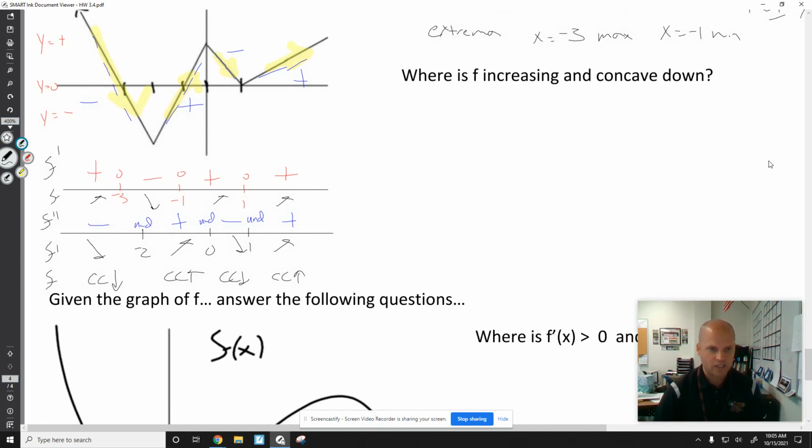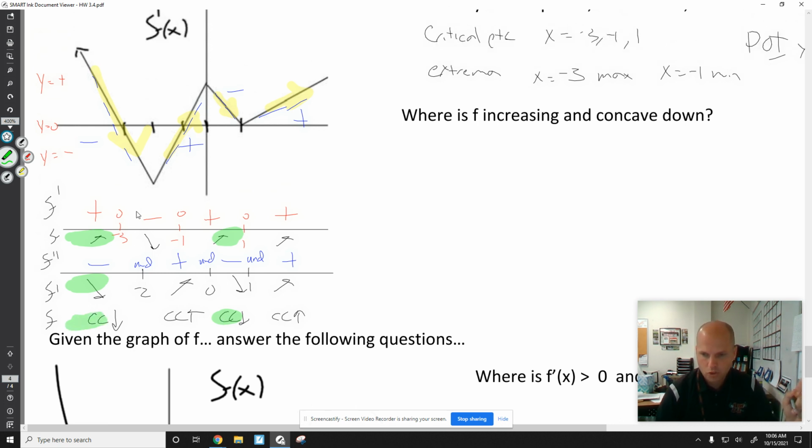When is f increasing and concave down? F is increasing, concave down. Increasing, concave down here, increasing, concave down here. You could go to the graph and say f prime is positive and decreasing.